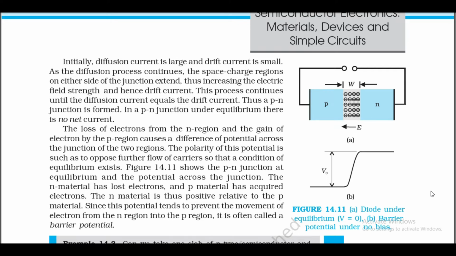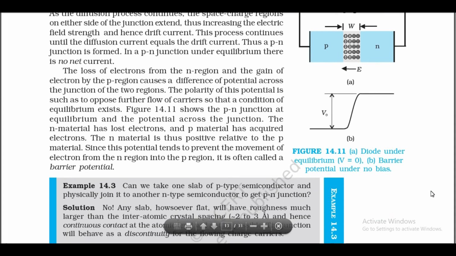The N material has lost electrons and the P material has acquired electrons. The N material is thus positive relative to the P material. Since this potential tends to prevent the movement of electrons from the N region into the P region, it is often called a barrier potential.